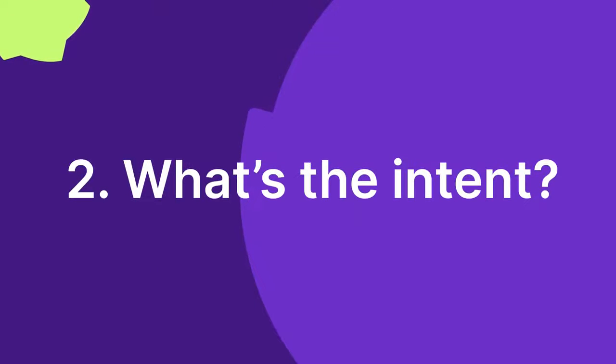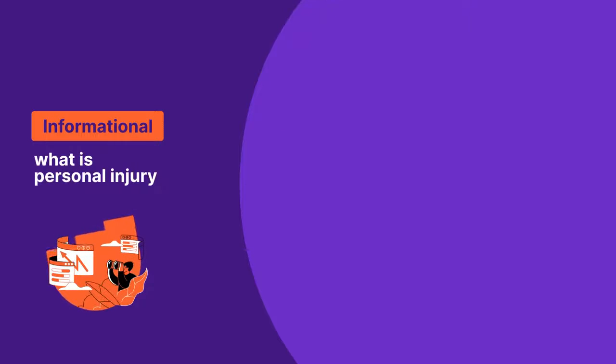Number two, what's the intent? There are four categories of intent that will cover most keywords you'll encounter. First is informational intent, which is at the top of the funnel. An example of this would be, what is personal injury?